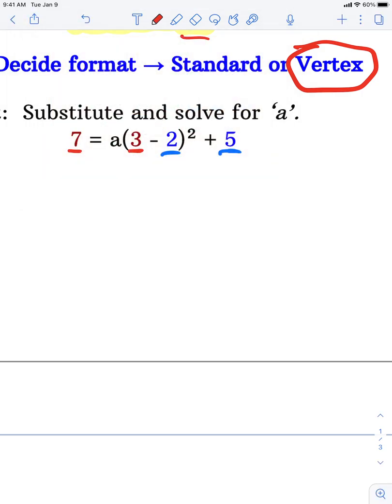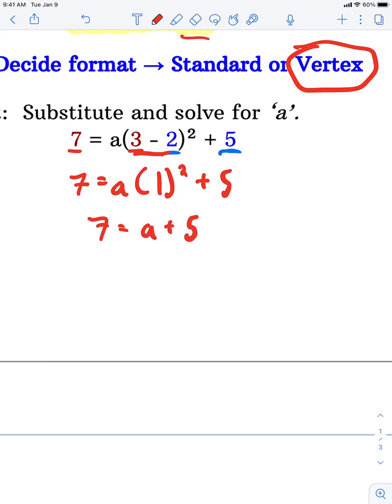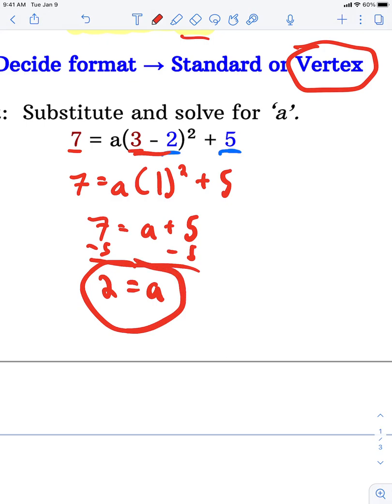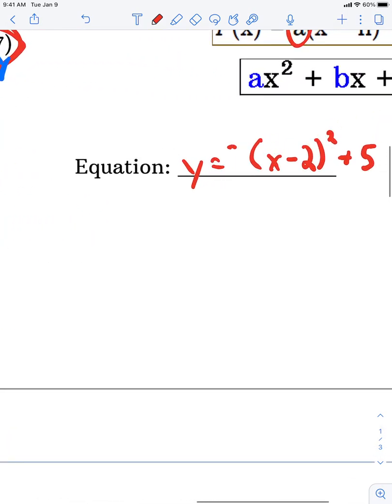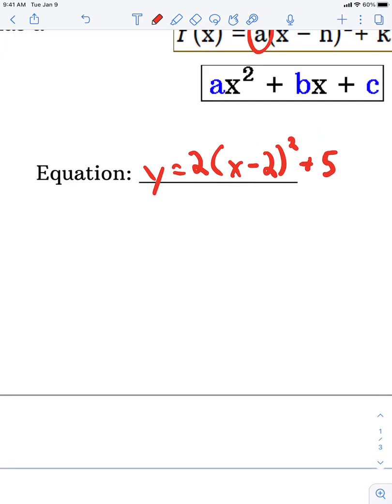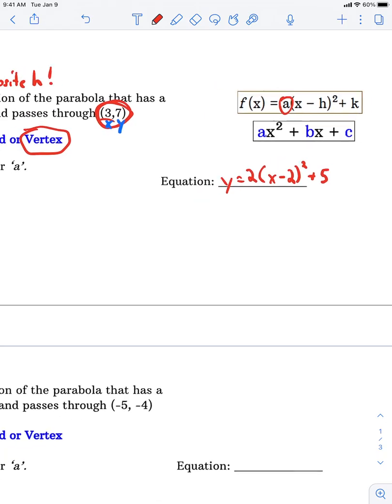So we need to do parentheses first, right? So let's leave the 7 alone, leave the a alone. 3 minus 2 is 1. Leave the 5 alone. Now 1 squared is 1, so that's really just 1a, so it's really just a plus 5. So subtract the 5. And it looks like a is 2, so not a big deal to do that. So we did the parentheses, squared it, and then subtracted the 5, and there's our a. So if we come over here, we put 2 in there for a, and we've got our finished equation. It's in vertex form right there, and there you go. Okay, so we can do that. Not too bad.